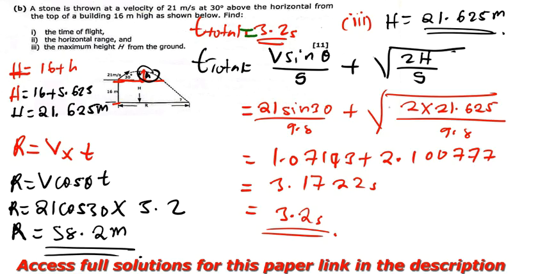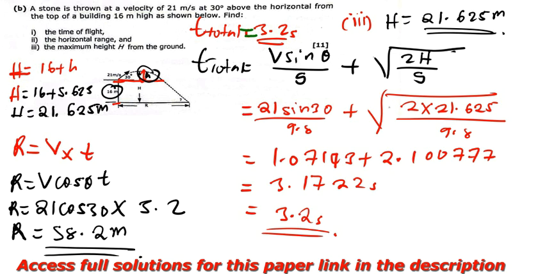So that h is going to help you to find the maximum height, whereby you are going to add to the height of the building. In most cases, you are going to be given the height of the building, like in this case. Then if they give you the height of the building, just find that other height, then add. That is the maximum height.